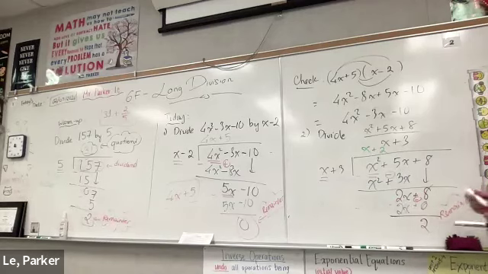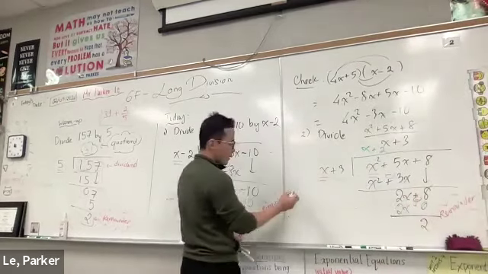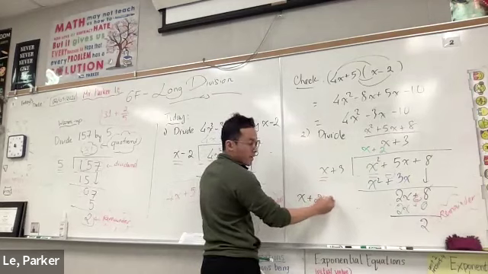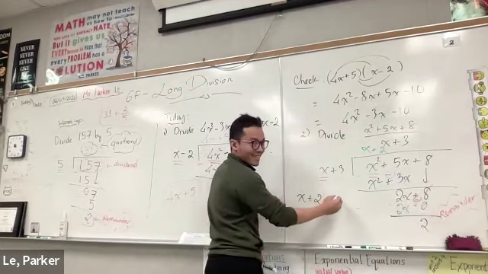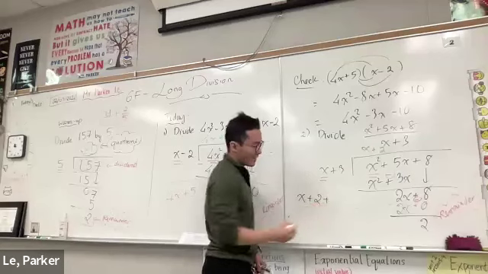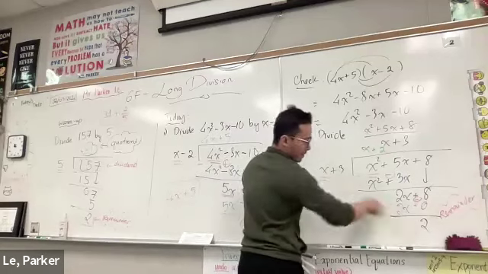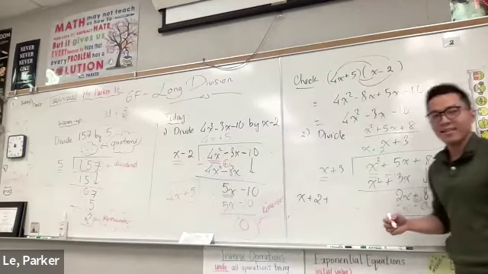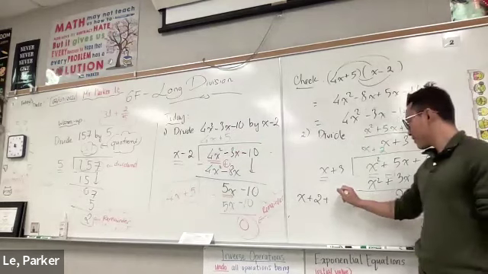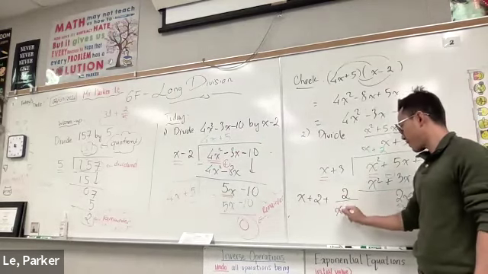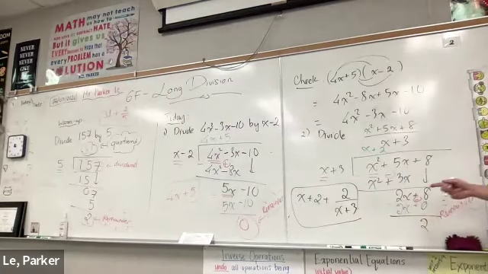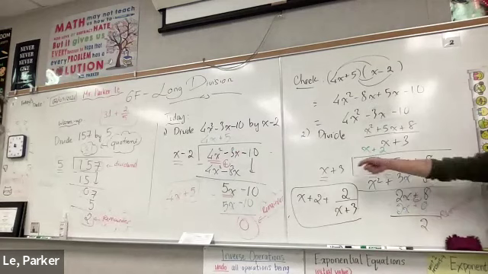Now, how do you want to write the answer? The answer is going to be x plus 2, plus the remainder. How do you write a remainder? 2 over x plus 3. Good job. Yeah, 1 point for Kayla. You just get the remainder divided by the divisor.